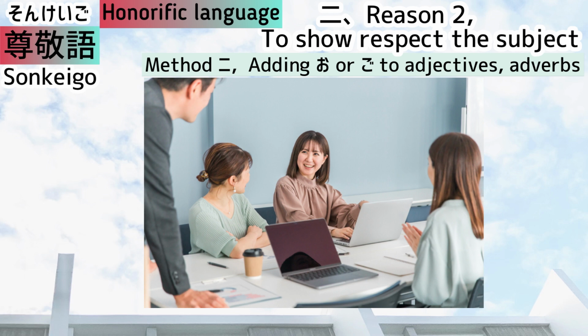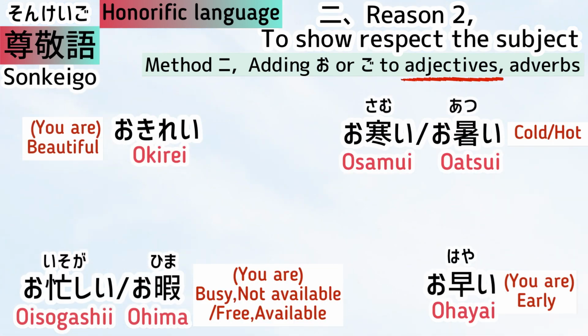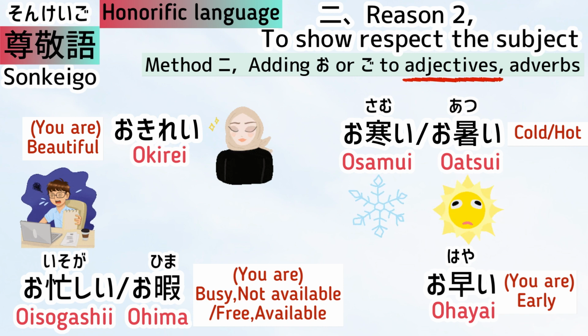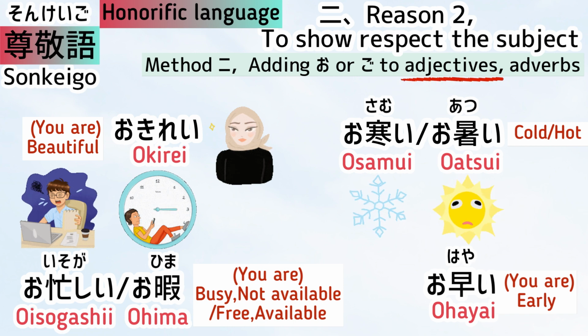Method 2. Adding o or go to adjectives, adverbs. Add prefixes to adjectives and some adverbs that describe the nature or condition of the subject or things to show respect for the subject. Examples with adjectives. Okirei, you are beautiful. Osamui, cold. Oatsui, hot. お忙しい. You are busy, not available. お暇. You are free, available. お早い. You are early.